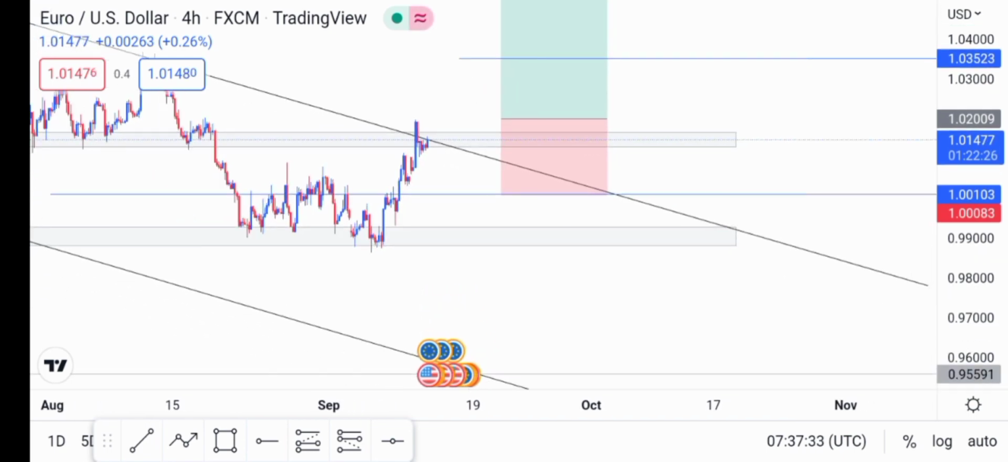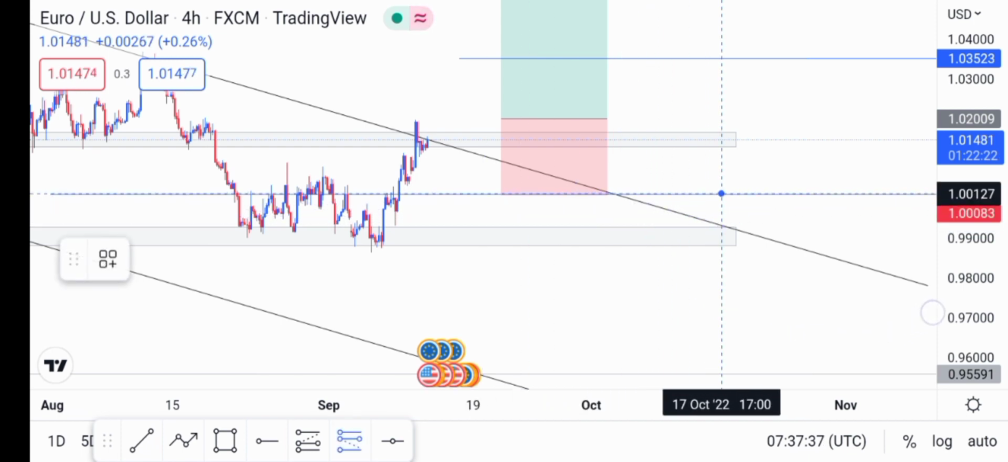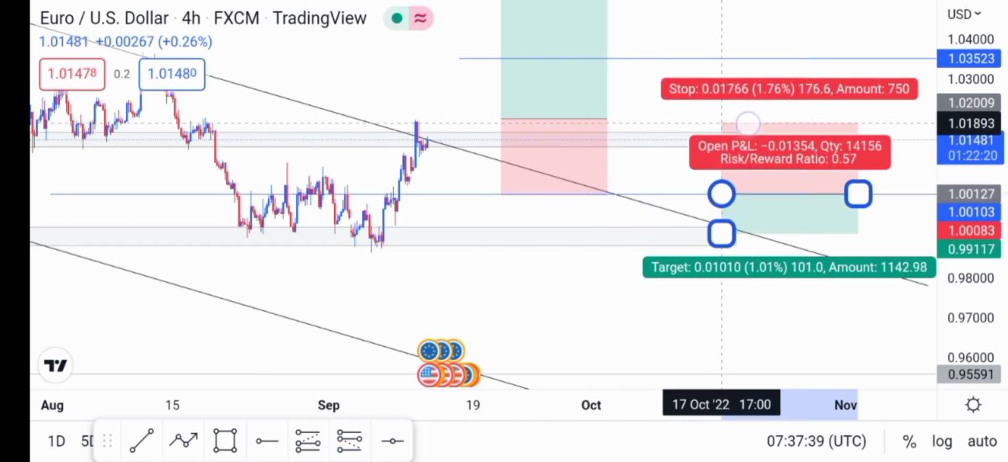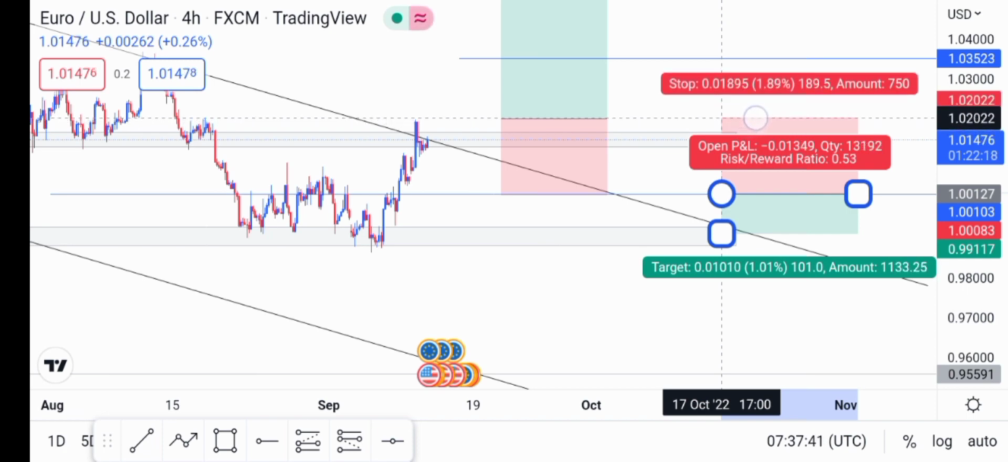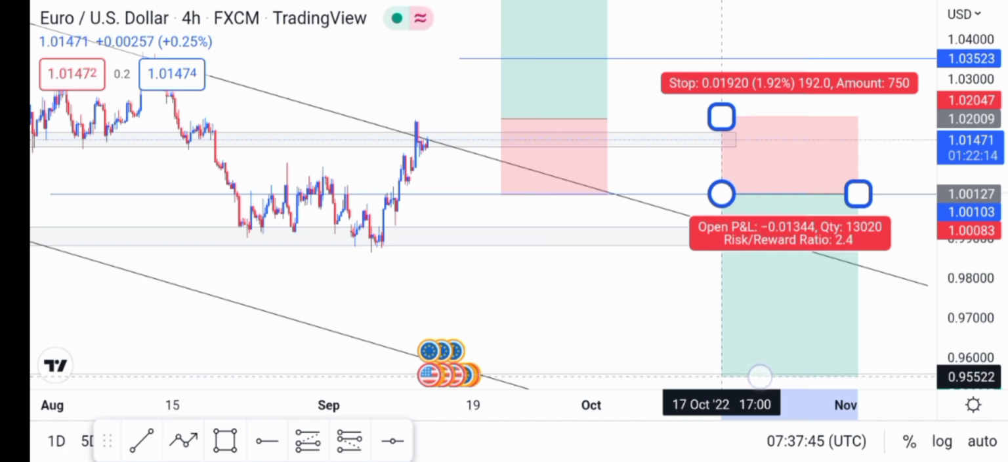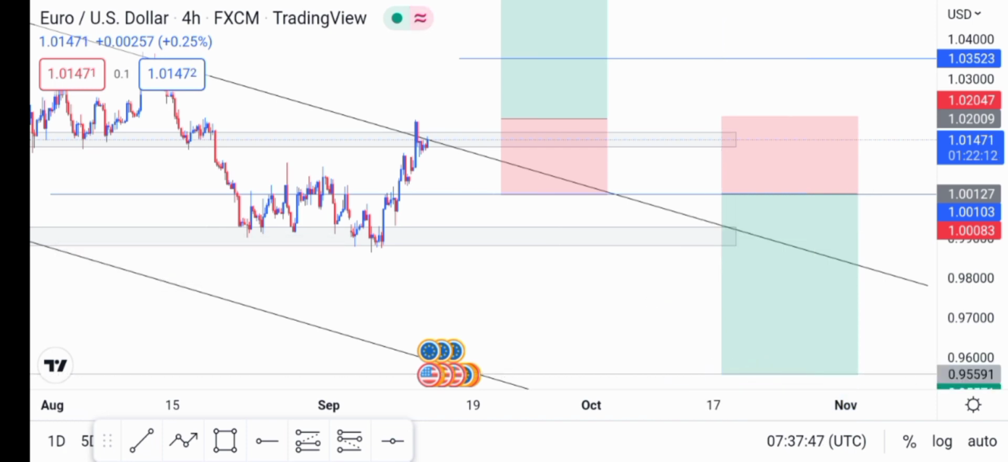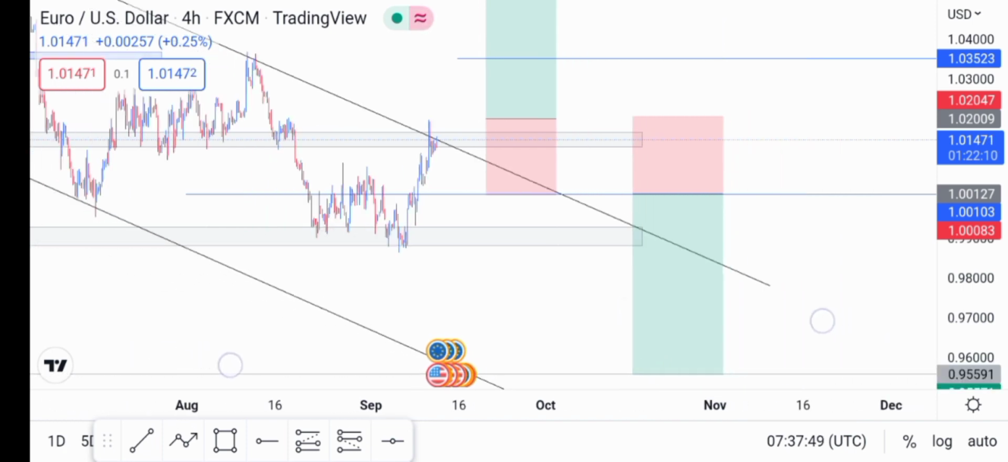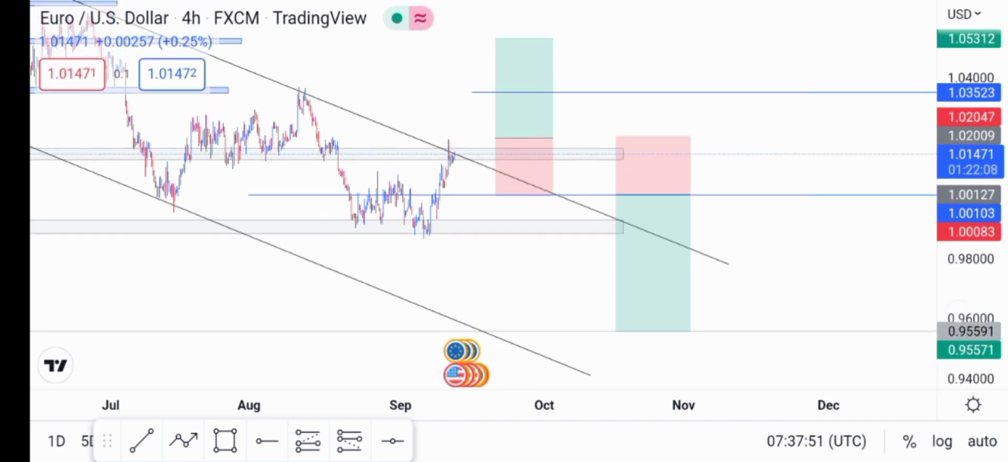So if you are selling, if you're going short, this means this will be our entry level, and this will be our stop loss right over here, and this will be our overall take profit. So this is how we should trade this trade. So you can use pending orders.